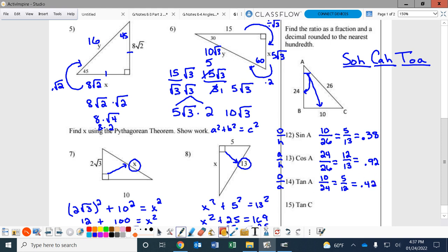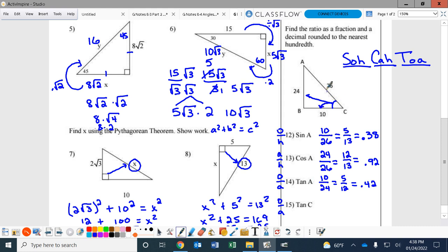The last we're going to do is tangent of C. When we look at tangent of C, that's this one right here. Tangent is going to be opposite over adjacent. That's going to be different when you're looking at angle C. The one opposite from C is going to be 24. The one adjacent to C is the 10.